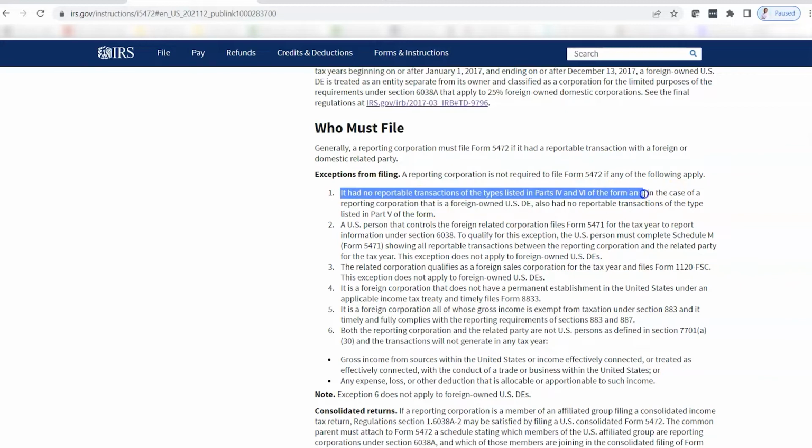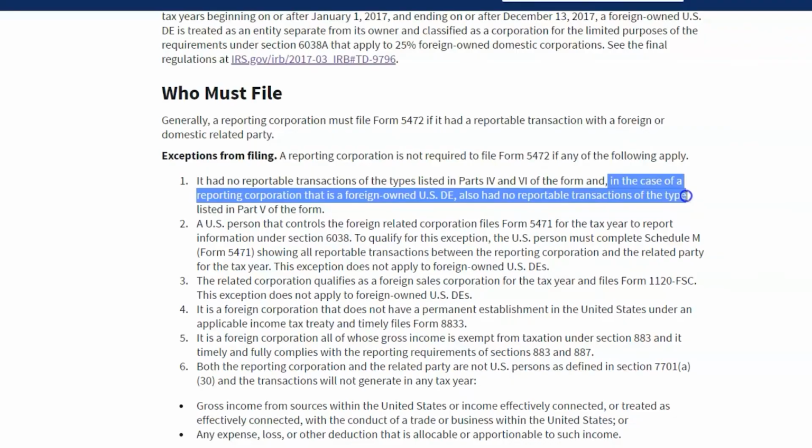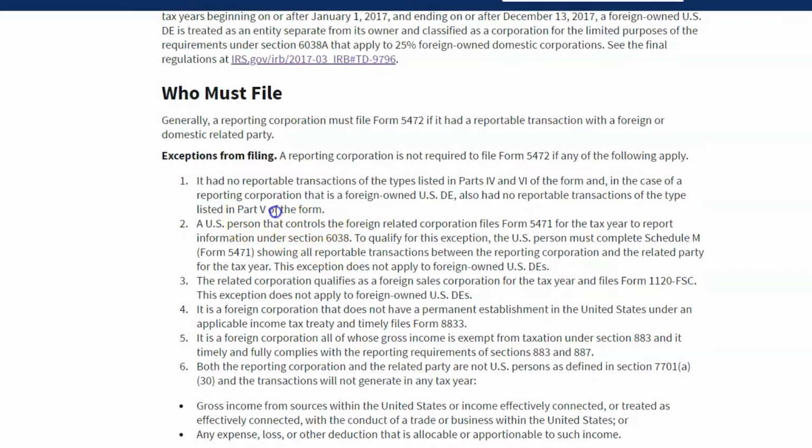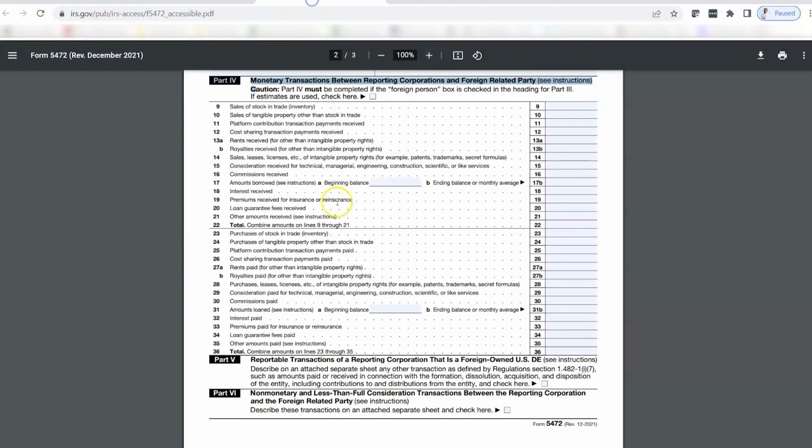This one applies to corporations, LLCs that have elected to be corporations, and foreign corporations, so we're also going to jump into the second line here. It says that in the case of a reporting corporation that is a foreign-owned U.S. disregarded entity, it is also not required to file these forms if it does not have any of the transactions listed in Part V. So let's go and look at Part V.